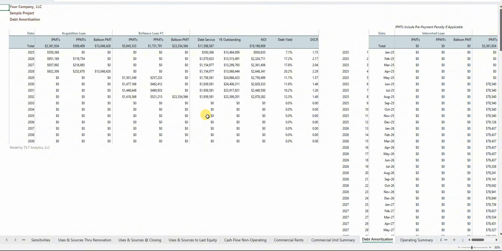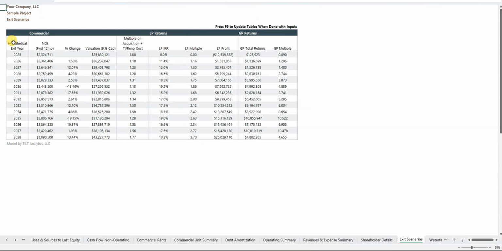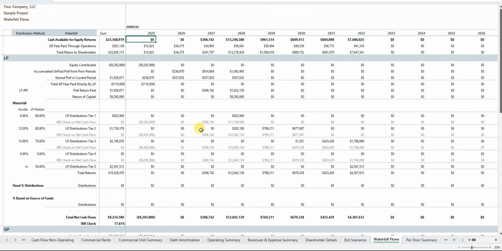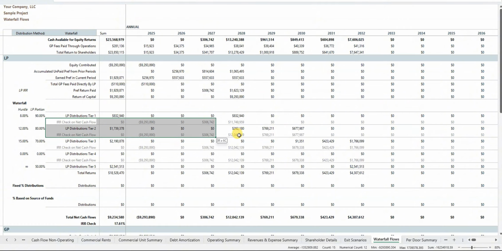Debt amortization table. A nice what if table here showing what if you sold the project in any given year in the model, instead of the year that you entered in the model, and how does that affect LP returns and GP returns. There's a breakdown on the waterfall detail to help people understand how it gets calculated.